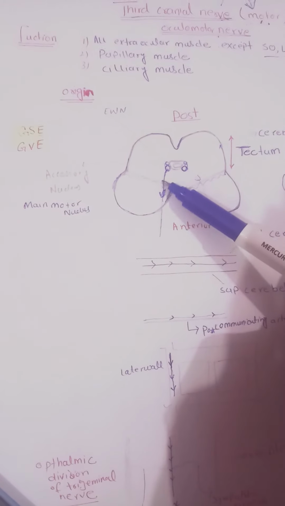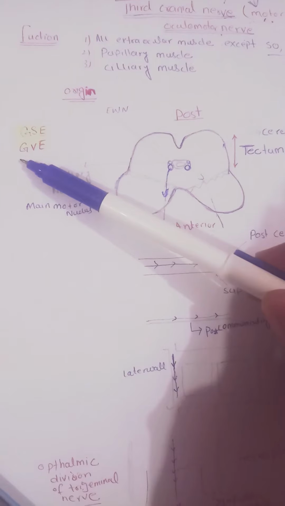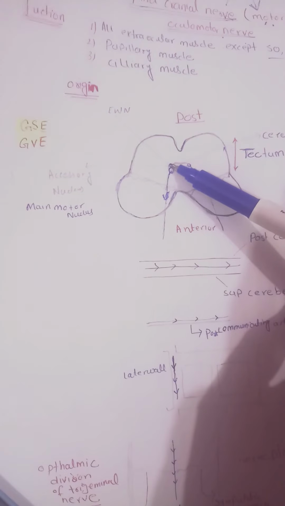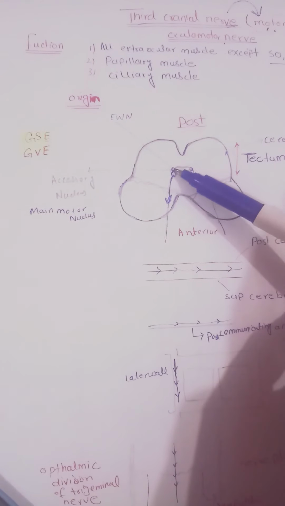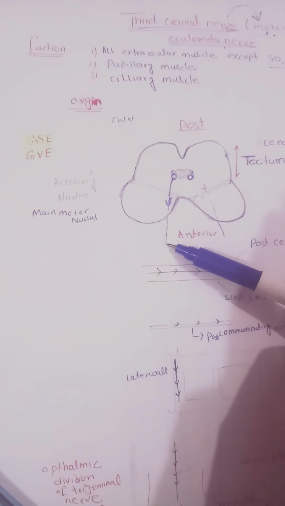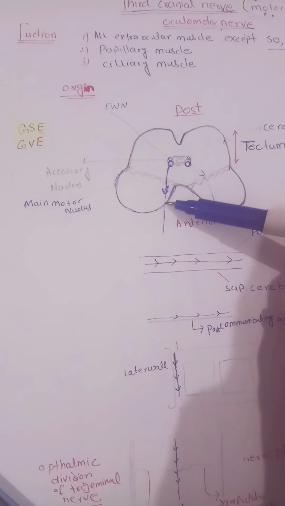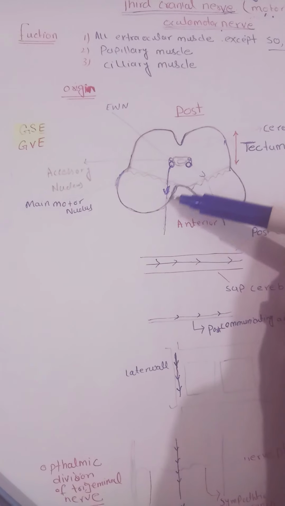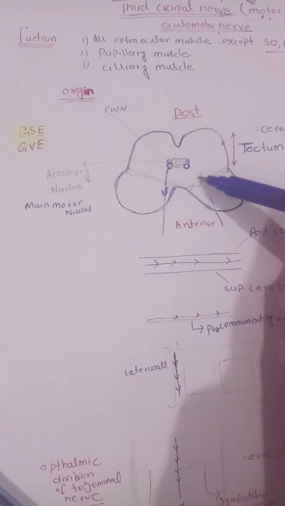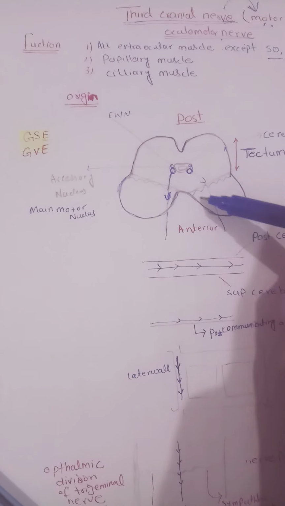The nerve fibers of the oculomotor nerve are called the general somatic efferent pathway, and the fibers from the Edinger-Westphal nucleus are general visceral efferent, which pass along the oculomotor fibers. After they originate, they emerge from the medial aspect of the cerebral peduncle. Here are the oculomotor nerve fibers. Here is the oculomotor nerve, at this medial aspect of the cerebral peduncle.